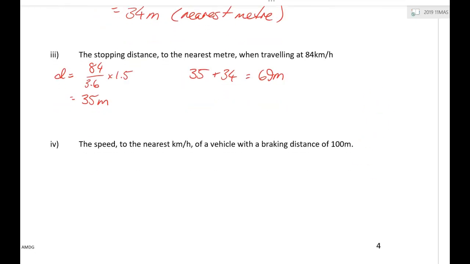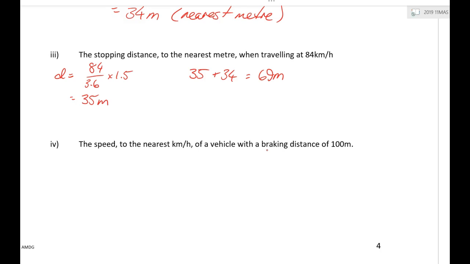Now, moving on to part 4, the speed to the nearest kilometre per hour of a vehicle with a braking distance of 100 metres. Well, this is fairly sneaky. I'll give you a moment to think of a plan of attack here. We do know a braking distance of 100 metres. I thought we were going to have a stopping distance that was pretty mildly complicated, we'll be okay here.